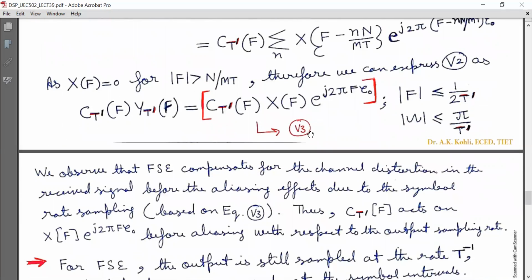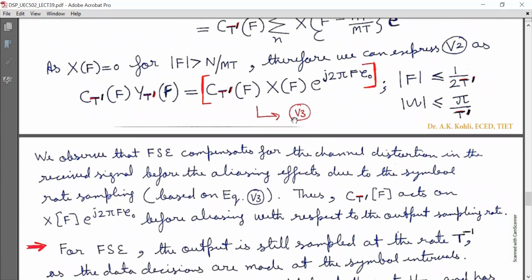Now look at equation V3. We observe that FSE compensates for the channel distortion in the received signal before the aliasing effects due to the symbol rate sampling, based on equation V3. Thus, Ct-f acts on capital XF e raised to j 2 pi capital F tau naught before aliasing with respect to the output sampling rate. So this is a very important fact.